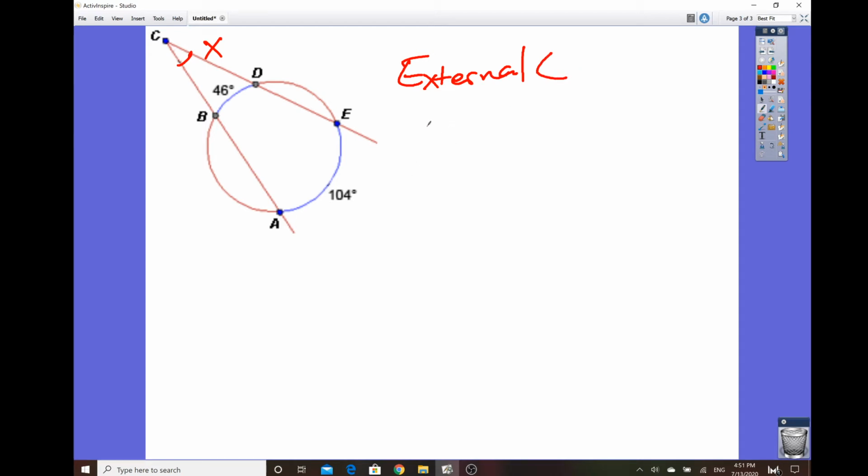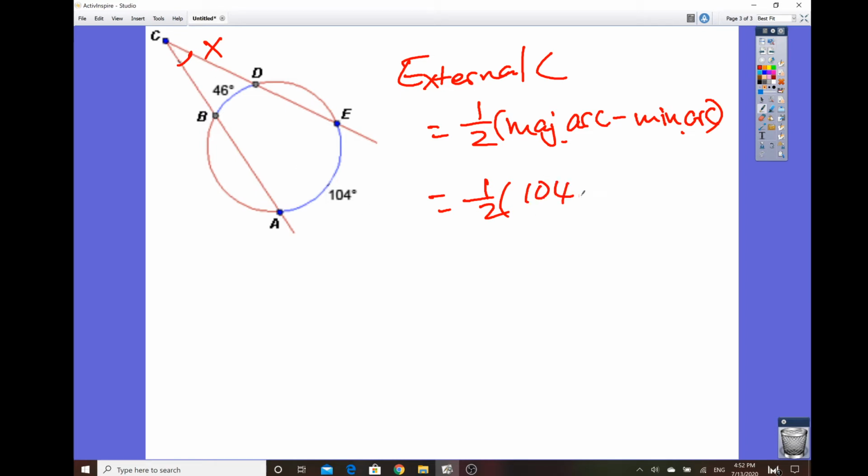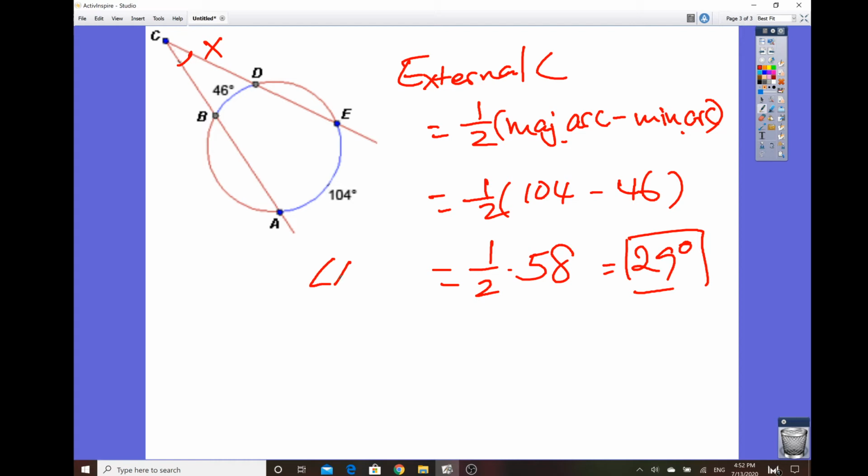The external angle is 1/2 times the quantity of the major arc minus the minor arc. Let me abbreviate that as major minus minor. The one that's bigger is the major arc, so it's 104. The minor arc is 46. Once you subtract, you end up with 58. Then divide by 2 or multiply by 1/2, and you get 29 degrees. That's the measure of the external angle, angle ACE.